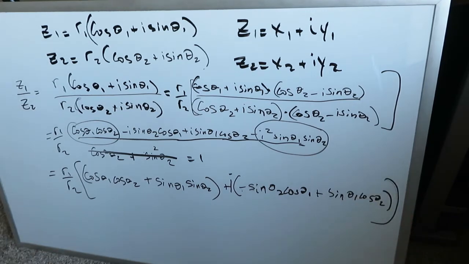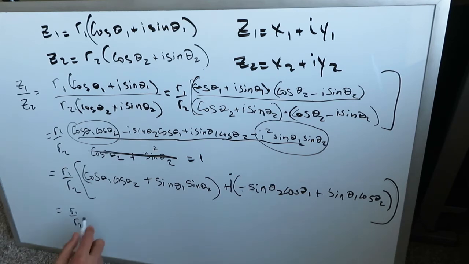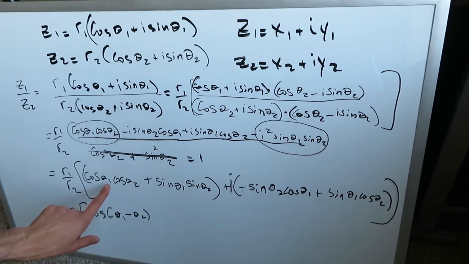All you're left now is with the task of bringing all of this together using your sine and cosine sum and difference formulas. R1 over R2. Over here, cosine x cosine y plus sine x sine y reminds me of this version of the cosine sum and difference formula. Cosine x minus y, x minus y.